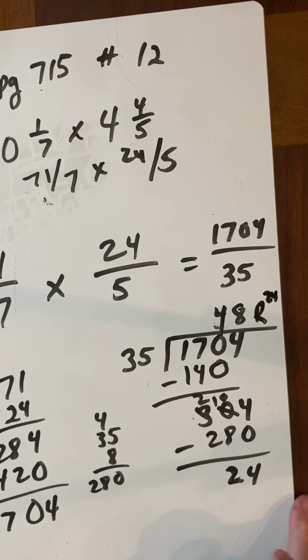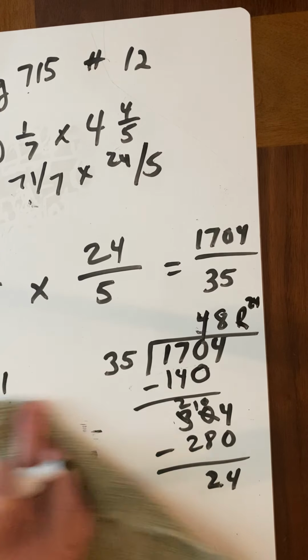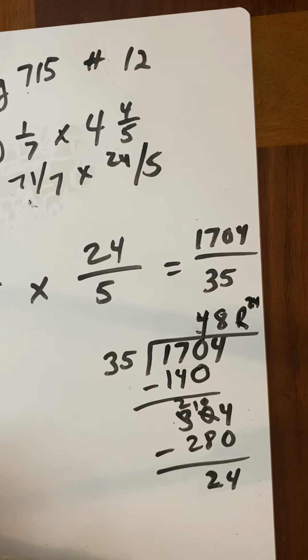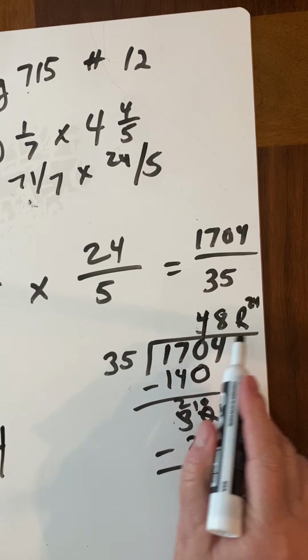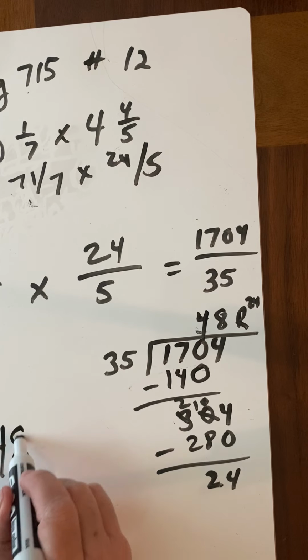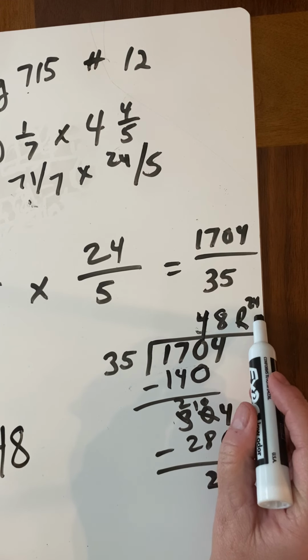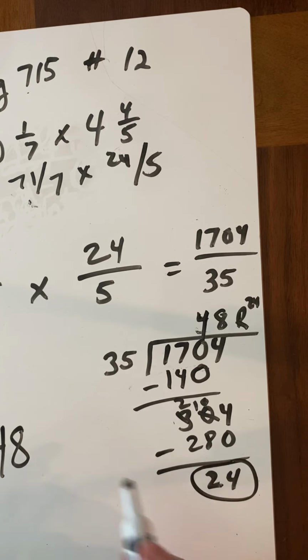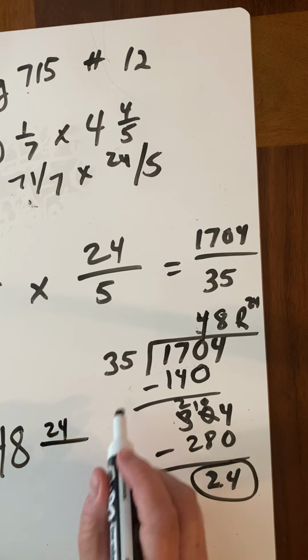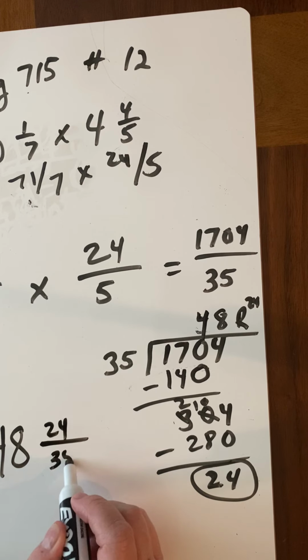It's kind of hard to get that in there. Remainder of 24. All right, so let me go over here on this part and show you what the answer is going to be. So I know that the whole number out front is going to be 48. Here's my remainder, 24. So it's going to be 24 over my denominator, which is 35.